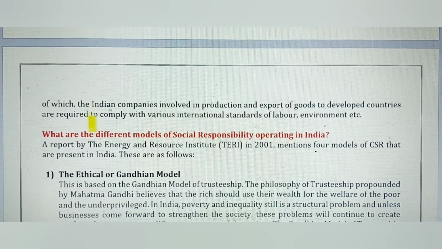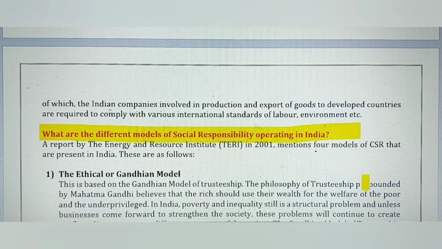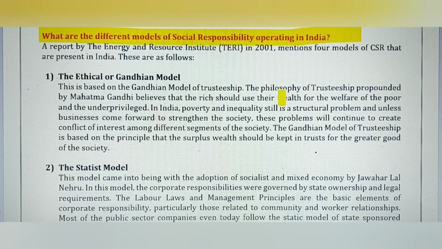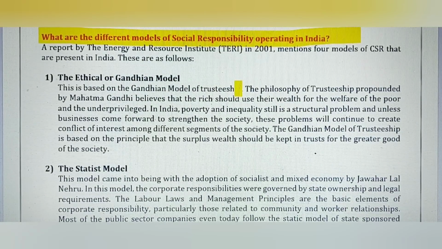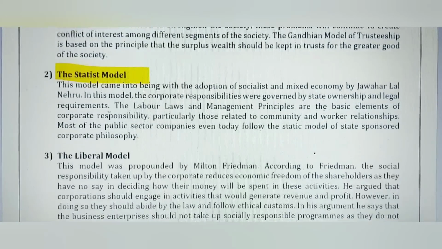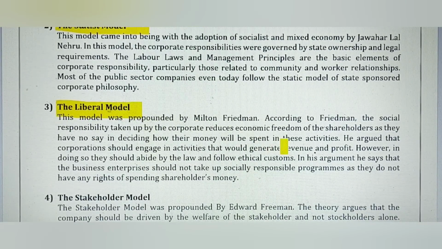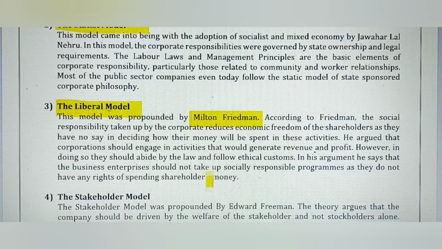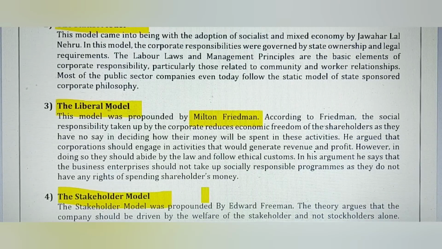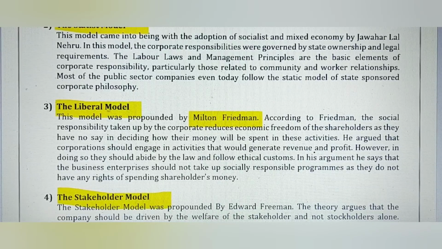Okay. The next question that you should revise: what are the different models of social responsibility operating in India? Among these different models, you can also get it in the short note. The ethical model, which is also known as the Gandhian model. The second one is the statist model, which is basically driven by Jawaharlal Nehru. Then we have the liberal model, which was proposed by Milton Friedman. And lastly, the stakeholders model, where the company has to give more importance to its stakeholders rather than the other factors.